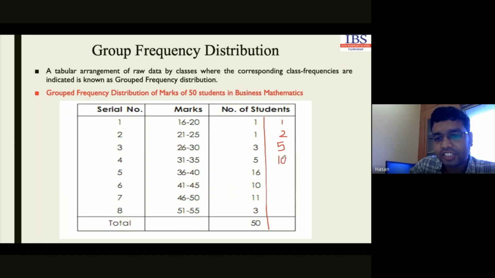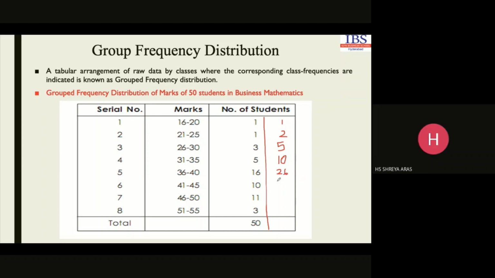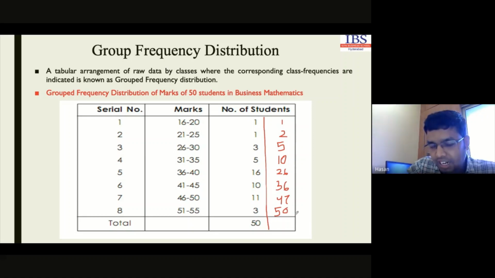10. Very good. Then 26, 36, 47, 50. Very good. So we know how to compute the cumulative frequency here. The way we are computing this is known as less than type cumulative frequency, where we start from the first group. And another one is the greater than type cumulative distribution.